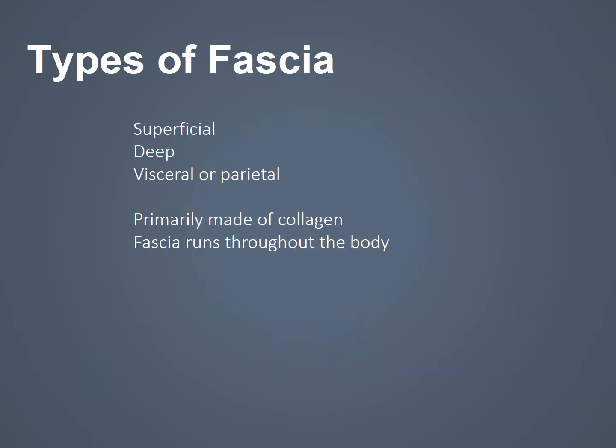There are different types of fascia. Superficial, which is related more to the skin, deep, which is related more to the muscles, visceral, which is related to the organs, and parietal, which is related to the intra-abdominal cavity. Fascia is primarily made of collagen and runs through the body, giving it stability and the ability to transmit force through it.